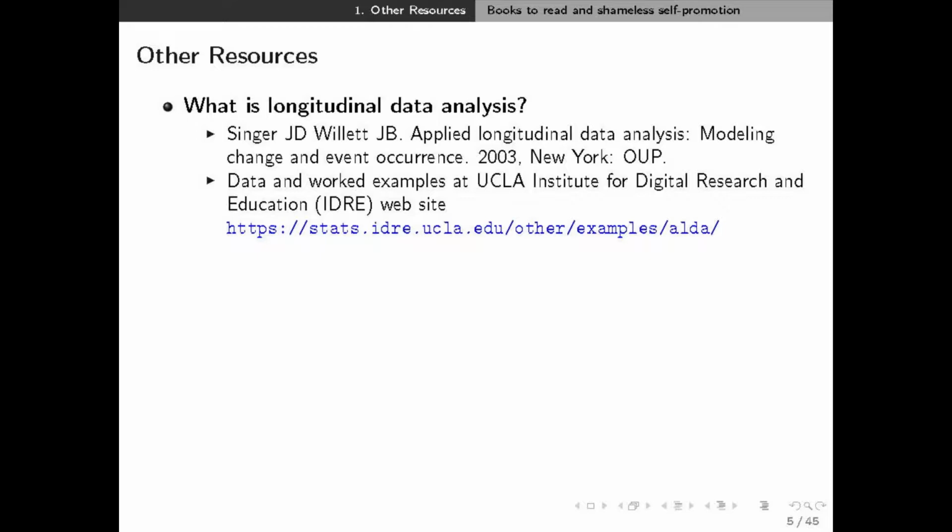Then, go over to the IDRE website, which stands for something important at UCLA. It used to be the Academic Technology Services website. If you click this link, you'll get to the examples in the ALDA book. Applied Longitudinal Data Analysis is at the end of that URL. All the examples in the book have been worked out for you in SPSS, SAS, Stata, R, and Mplus.